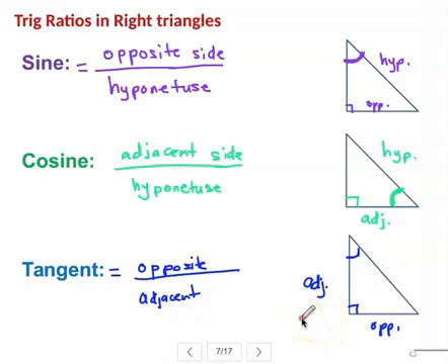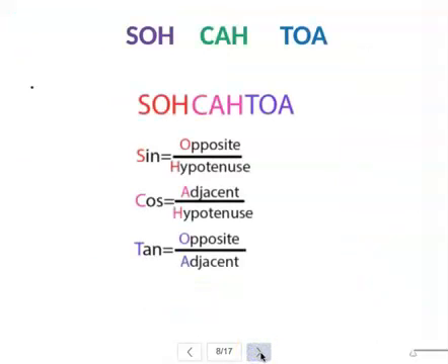So you might be wondering, how can I remember this? Well, there's a mnemonic we can use to remember these three ratios, and that is SOH CAH TOA. If you look here, SOH represents sine. So we've got sine equals opposite over hypotenuse. There's the SOH. We use the first three letters to remember sine. So SOH is sine, opposite over hypotenuse.